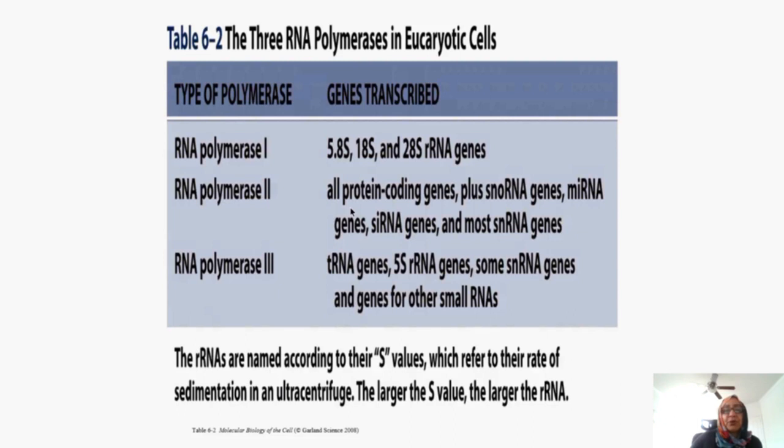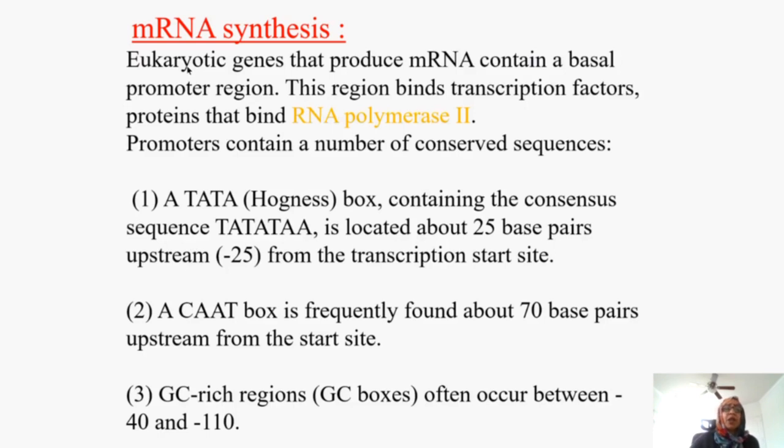Here they wrote it in a different way. It says protein coding genes. Protein coding, those are the messenger RNAs, because they will be translated into proteins. So here we have the messenger RNA synthesis, and it requires, of course, polymerase 2. Please make sure that you differentiate between the different types of polymerases.